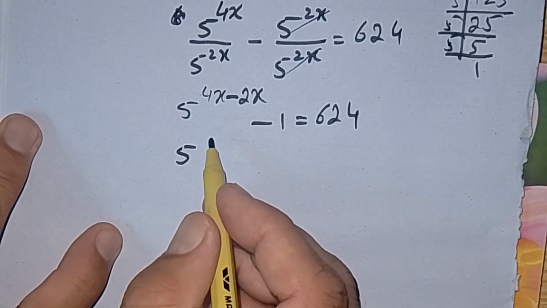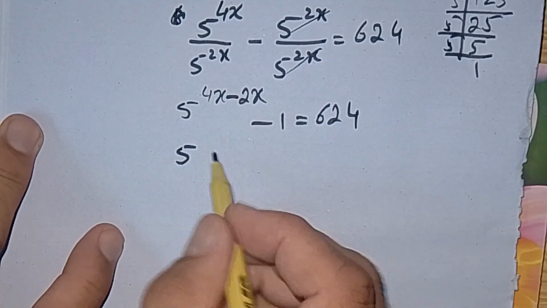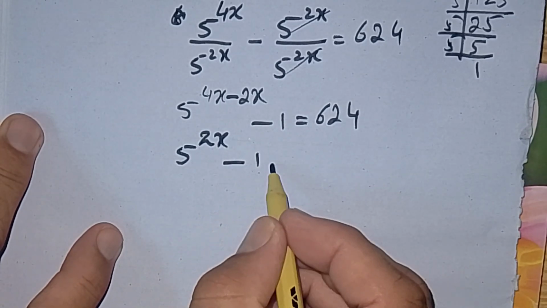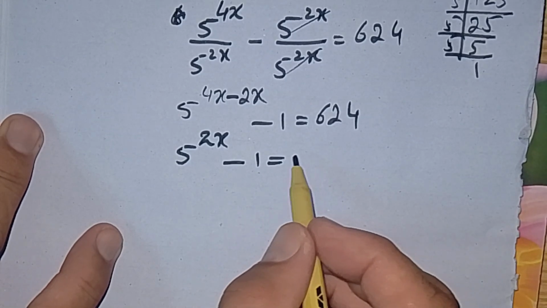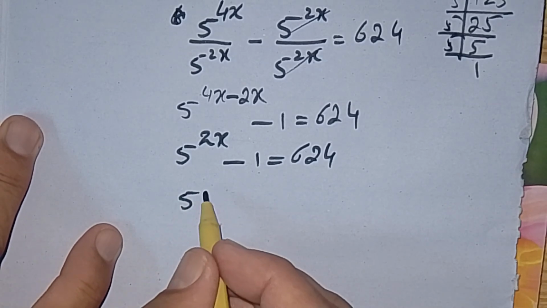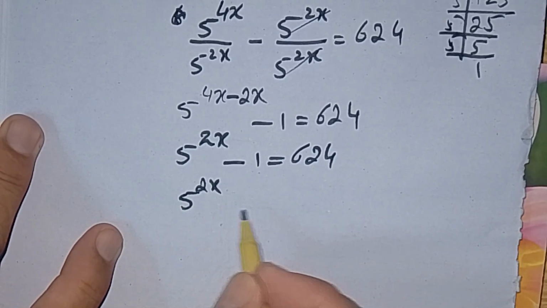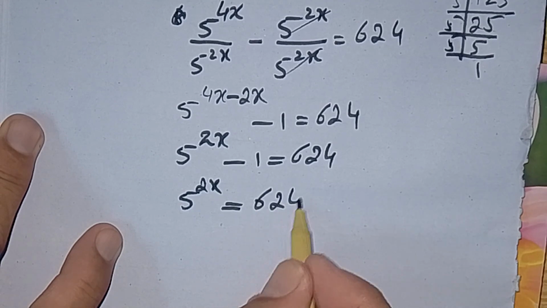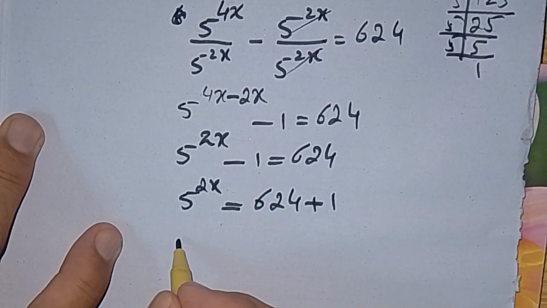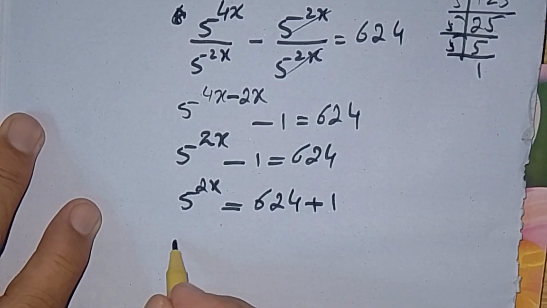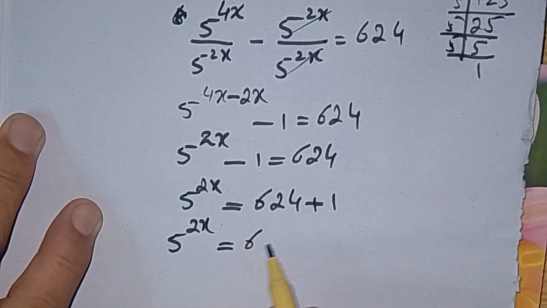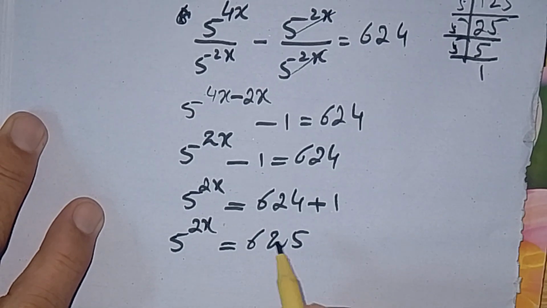5 raised to the power 2x minus 1 is equal to 624. 5 raised to the power 2x is equal to 624. There is minus 1, it changes into plus 1. 5 raised to the power 2x is equal to 625.